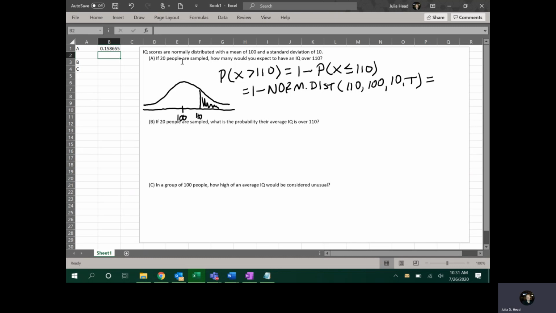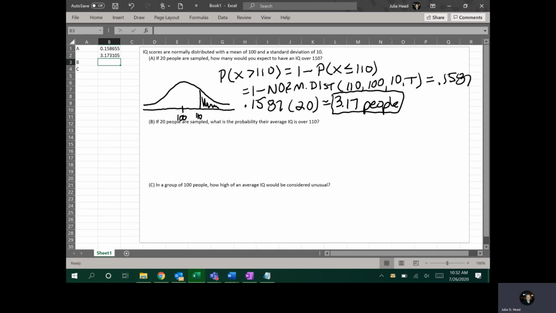What we just calculated was the probability that a person would have an IQ above 110. But the question says how many people out of 20. So we're going to take 0.1587, and we're going to multiply it by 20. And again, since 0.1587 is not an exact number, please cell reference it. Times 20, we get 3.17. So of those 20, we would expect 3.17 to have an IQ greater than 110.